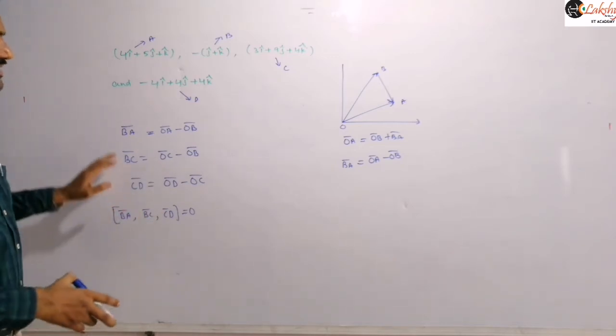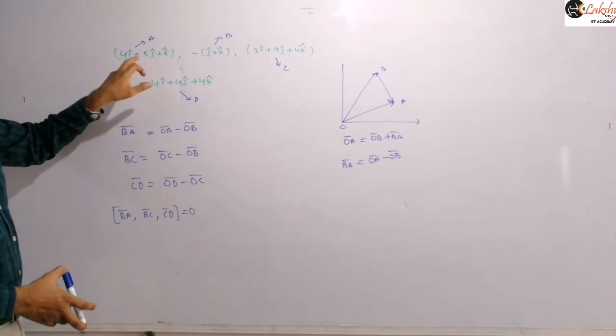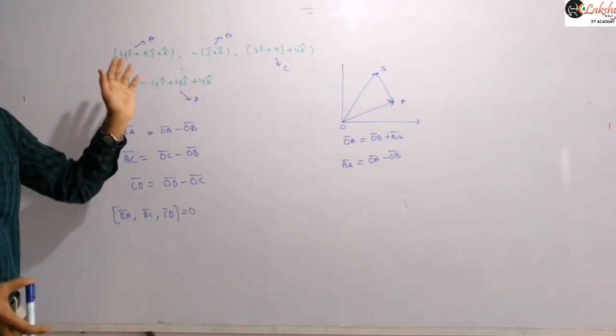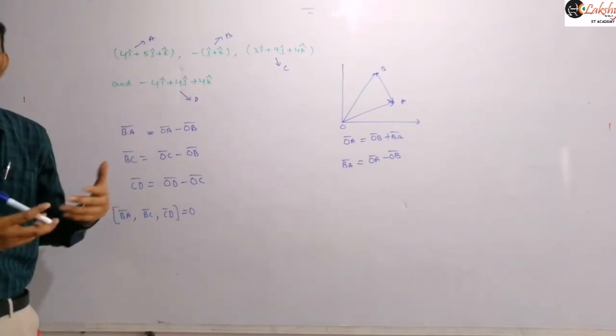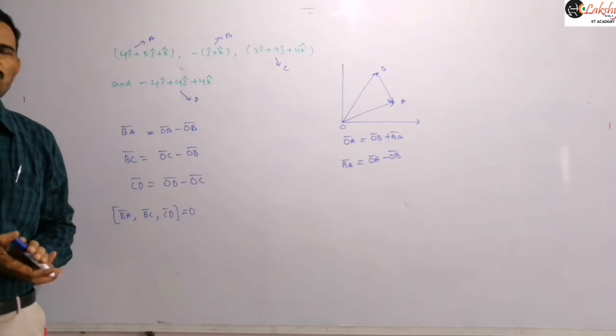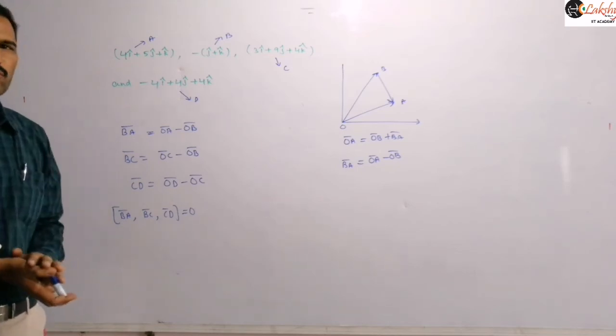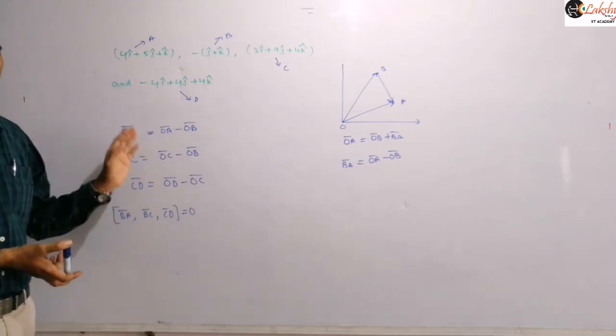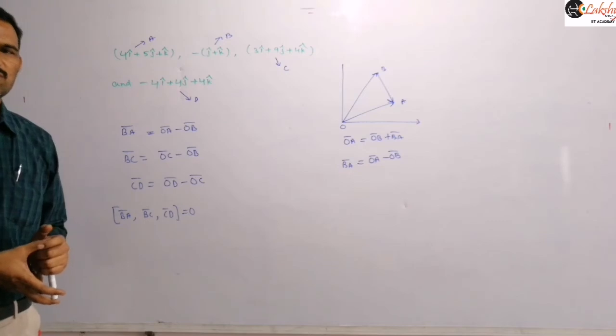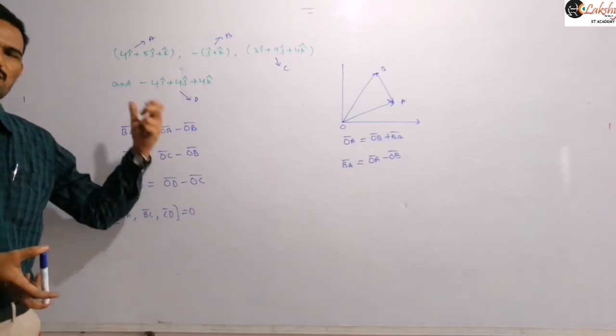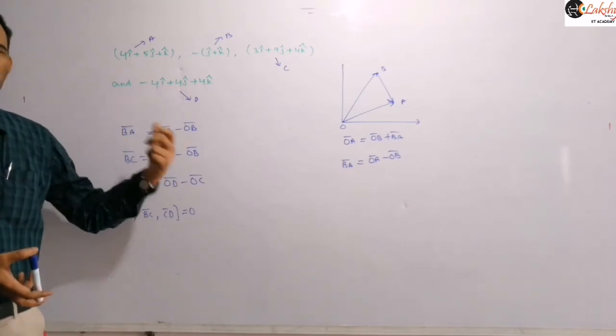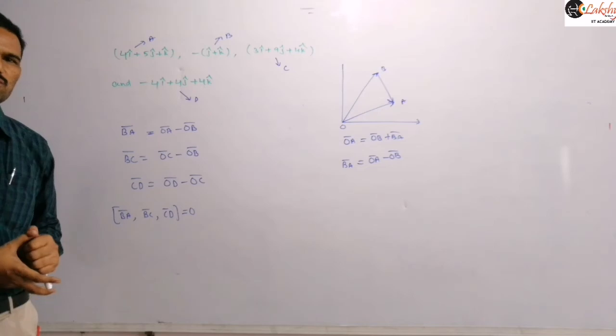You may consider any two vectors by joining points, like AC bar or BC bar or DA bar. Any three vectors you may form by joining those 4 points. Then we find the determinant of those three vectors. That means we should get 0, because they are asking us to prove that all the 4 points are coplanar.